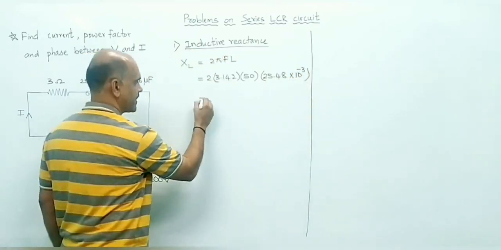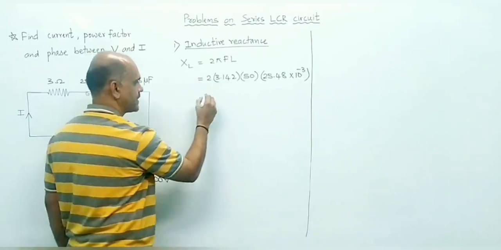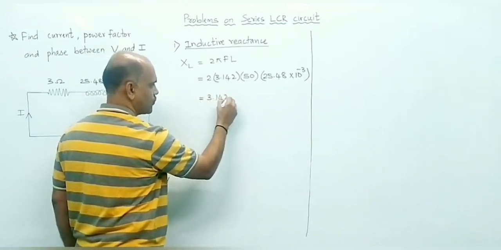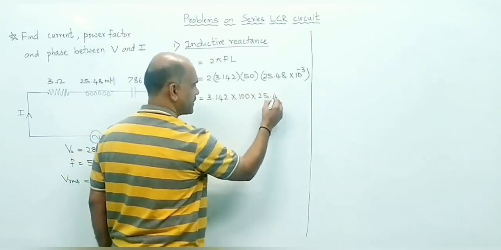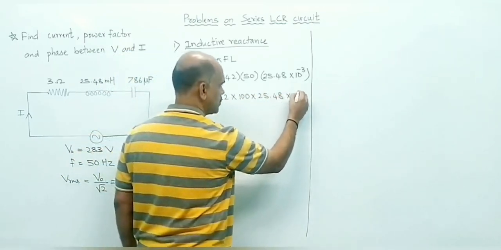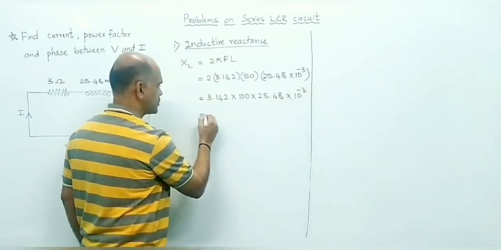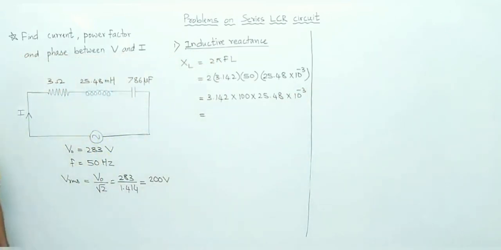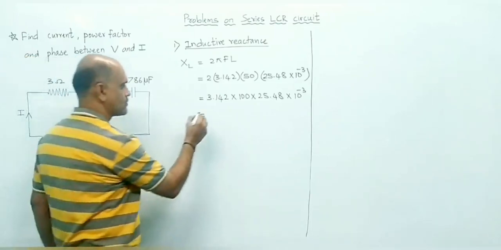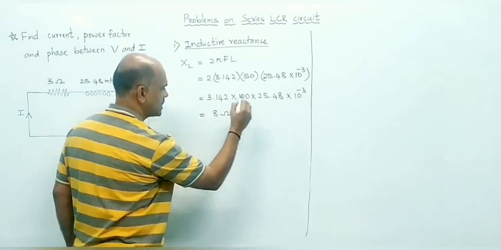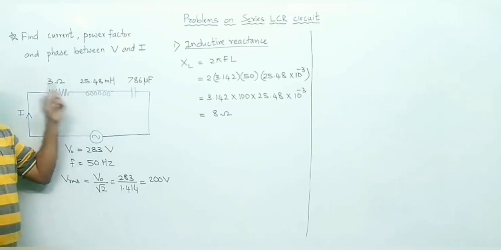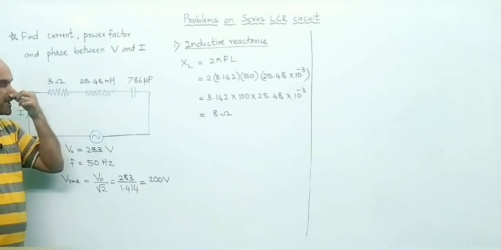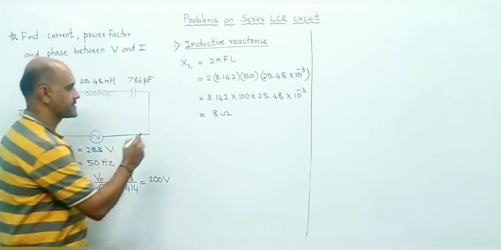Again you simplify this. 50 into 2 is 100. So 3.142 into 100 into 25.48 into 10 raised to minus 3. Use a calculator and simplify. You will get around 8 ohms. So this is inductive reactance. Similarly, find capacitive reactance.